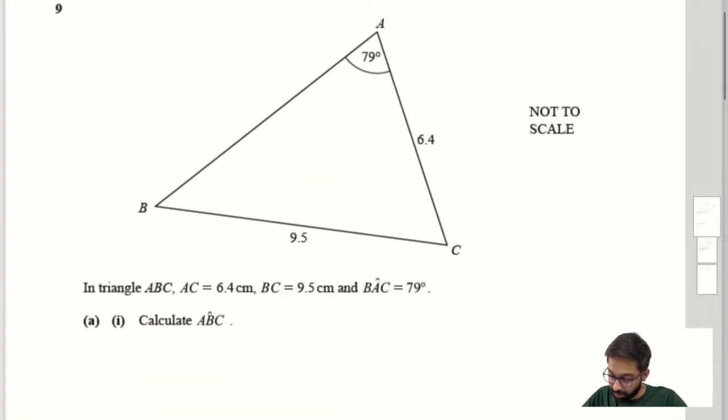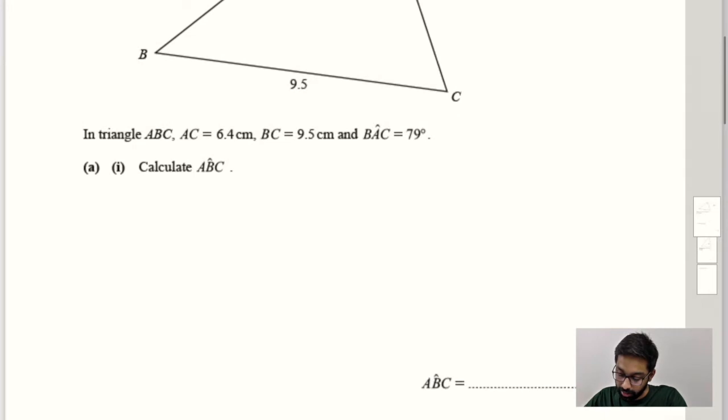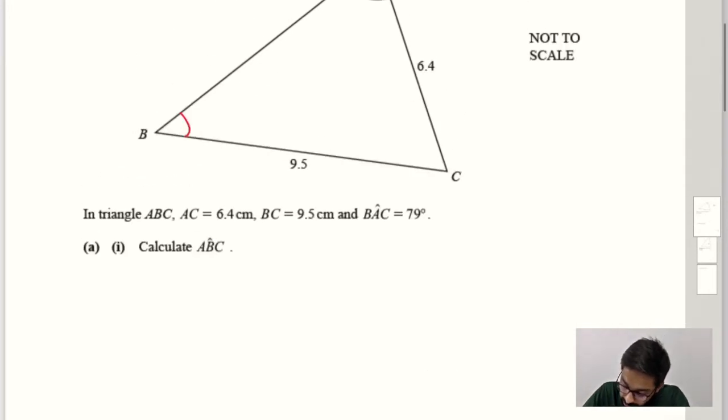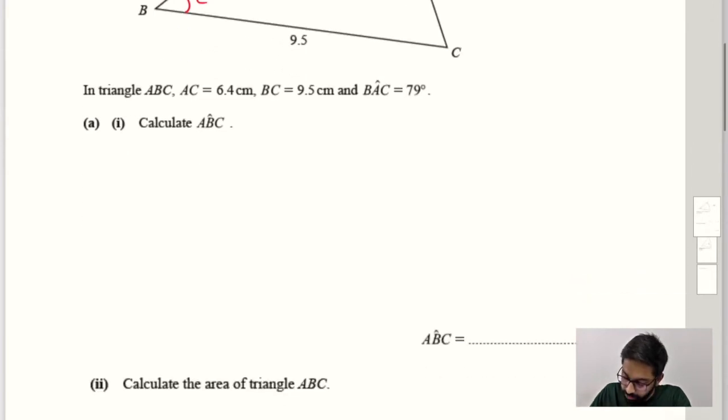Let's get started. Okay, so they've given us a triangle ABC and they've given us angle A, which is 79 degrees, and AC is 6.4 centimeters in length and BC is 9.5 centimeters in length. They are saying calculate ABC, the angle B. So this is the angle that we need to calculate.